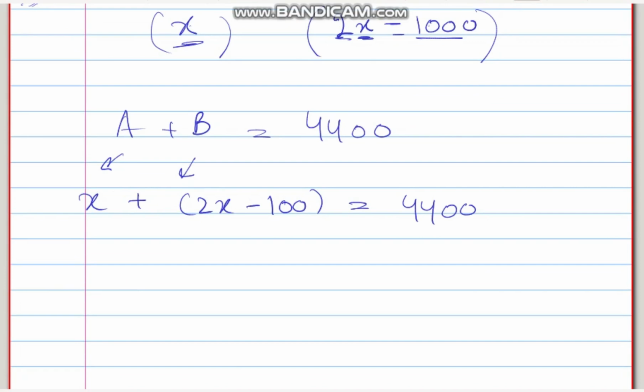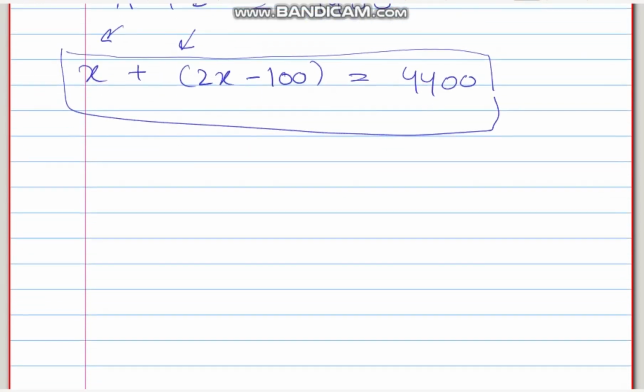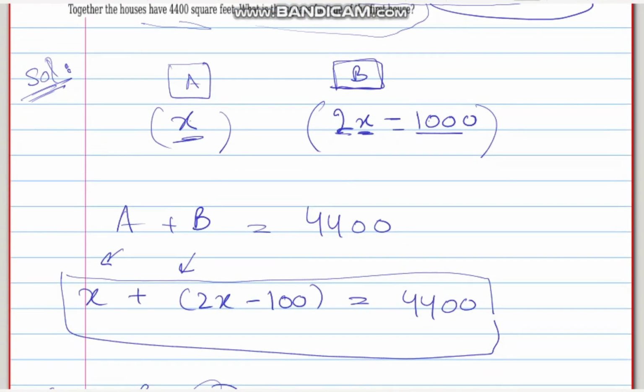Now that we have developed an equation, it is very easy to solve for x. Just solve the equation for x, and if we find x, we can find the areas of both houses. Like, what is the area of A? We will know x. What is the area of B? We will just put in the x here, and we will find the area of B.